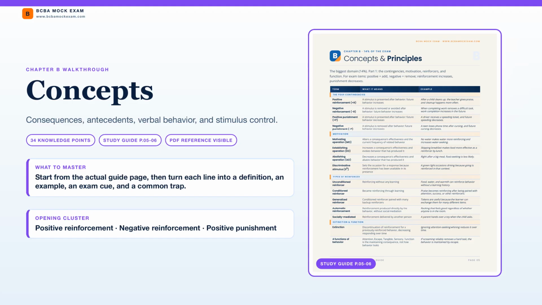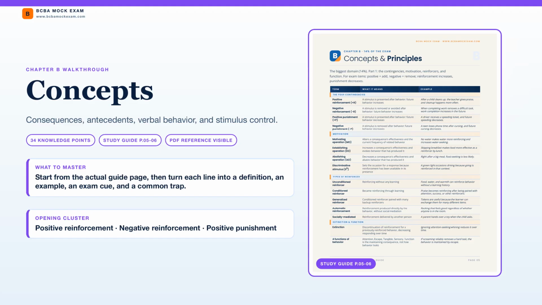Domain B, concepts and principles. Domain B is one of the most important areas because it gives you the language for the rest of the exam. If Domain B is weak, later domains feel harder than they actually are. The exam often puts two familiar terms next to each other. Your job is not to pick the familiar term. Your job is to identify the controlling detail.